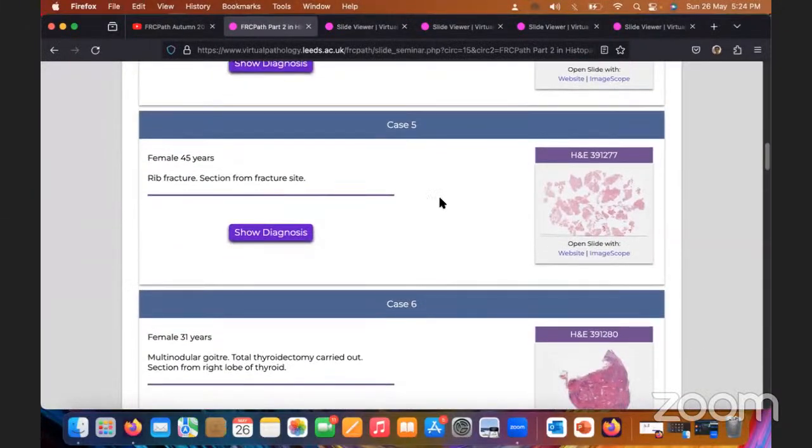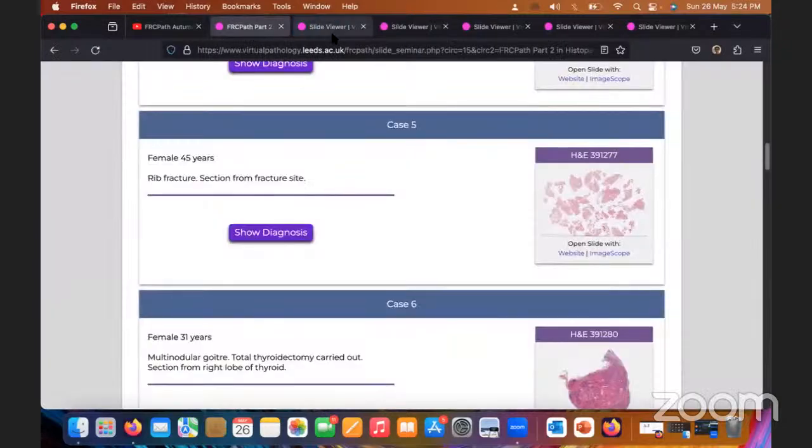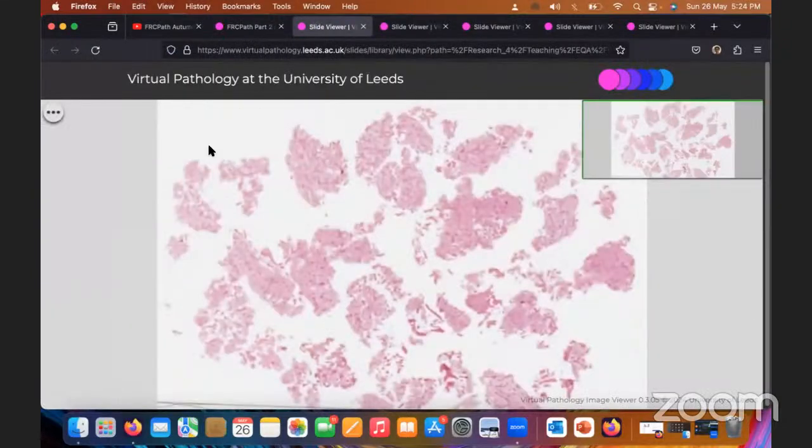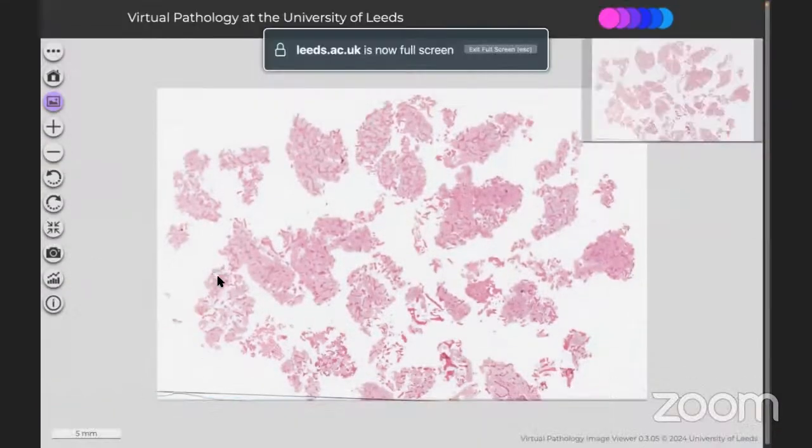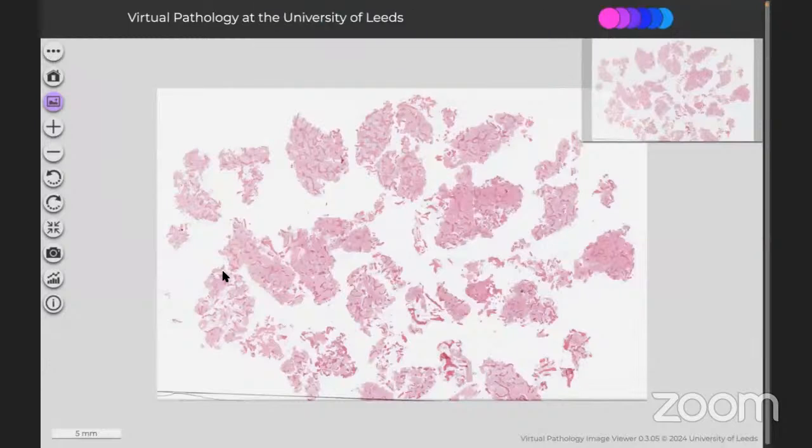Okay. Now moving on to case number 5. This is a female 45-year patient with a rib fracture. So there the section has been given from the fracture site. So this is one of the bony cases. FRCPath actually doesn't give any bone tumor per se, and this is one of the exceptions, you can say.